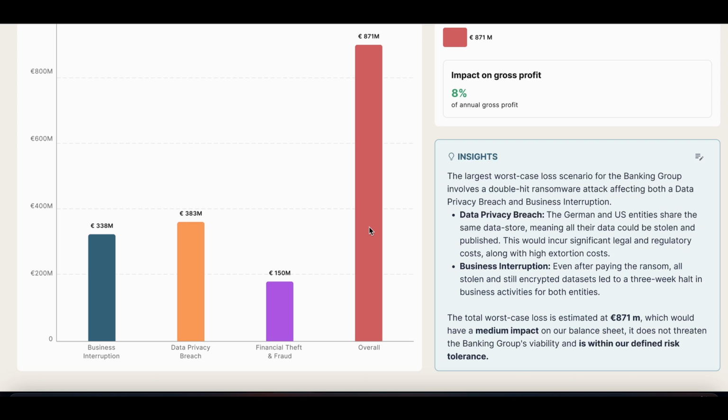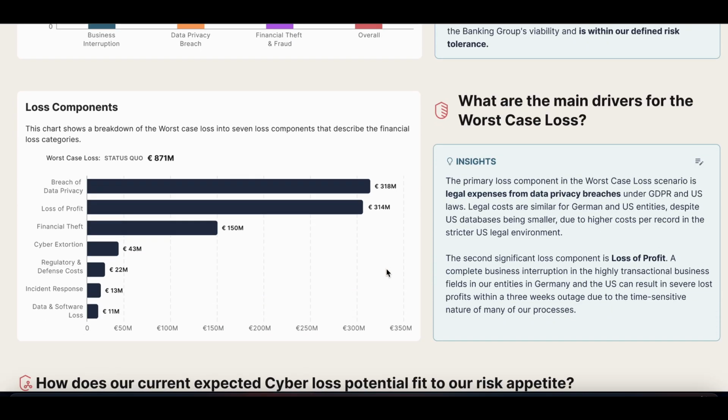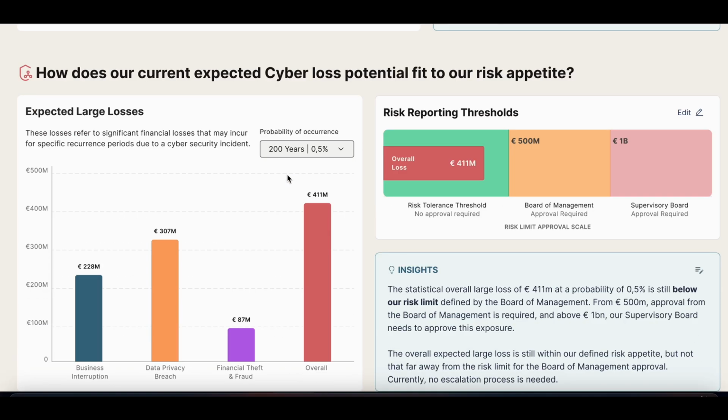But here, we've come up with some mock-up ideas, for example, explaining what the largest worst case loss scenario is that's involving a double hit ransomware attack affecting both data privacy breach and business interruption, and going into more detail about exactly what this means and where these values are coming from. What are the main drivers for the worst case loss? So focusing here on legal expenses from data privacy breaches under GDPR and US laws, is explaining where these major costs are coming from.